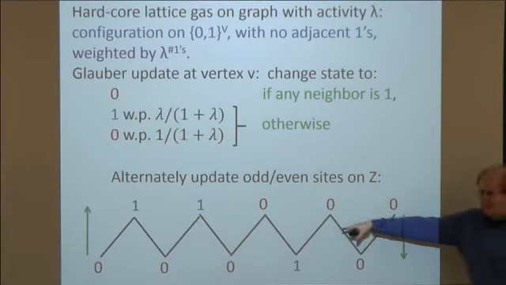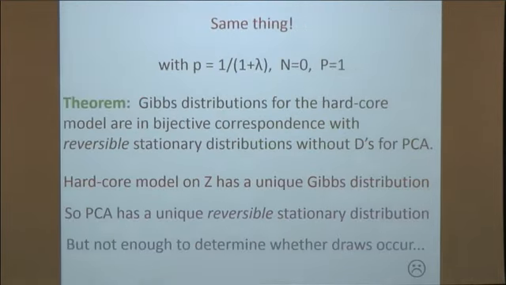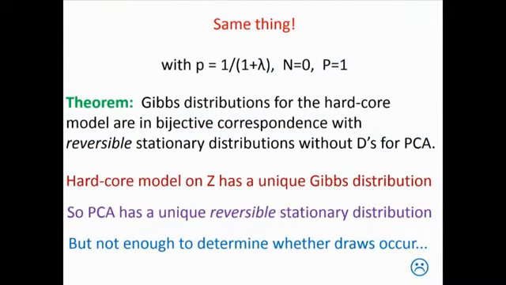Okay, and if you think about the hardcore model on Z, one thing you can do is apply Glauber dynamics alternately on the odd and even vertices of it. The hardcore measure will be stationary under that dynamics. So you have Z, and I draw it in this zigzag fashion, and you alternately apply that rule on all the odd sites simultaneously and all the even sites simultaneously. And of course, that's the same thing as the picture I just showed you with N is 0 and P is some function of lambda and so on.